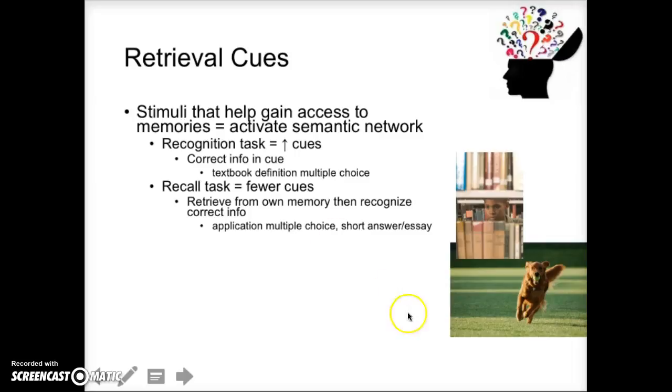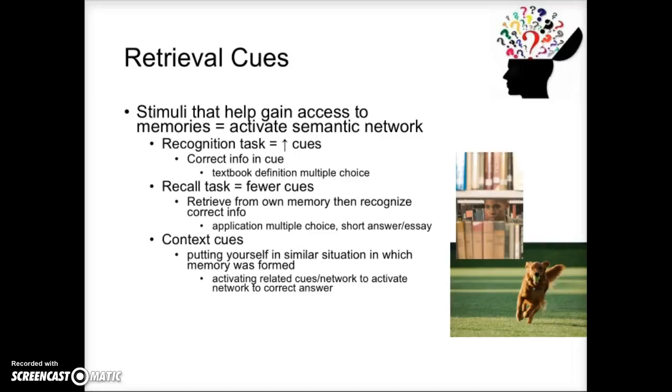Now, one thing you may do on the test when you're trying to find a memory is you may use something called context cues. This is where you can put yourself in a similar situation in which that memory was formed. Outside of a testing environment, this is when you lost your keys and you physically go back to the last point in time in which you remember having those keys in your hand. That would be a context cue.